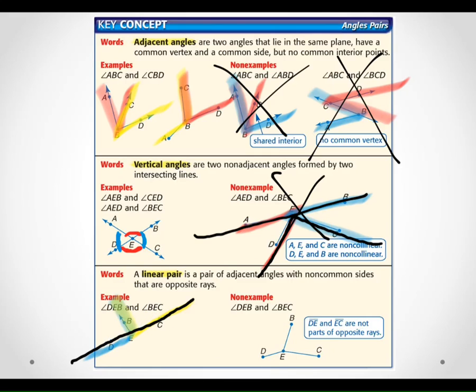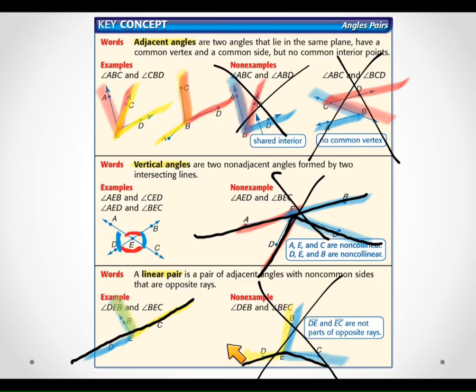In this non-example, DEB and BEC are not a linear pair, because their non-common side is not a straight line. See, that's not a straight line. So that's why that is not a linear pair. Linear pair: their non-common side's a straight line, and they're adjacent.